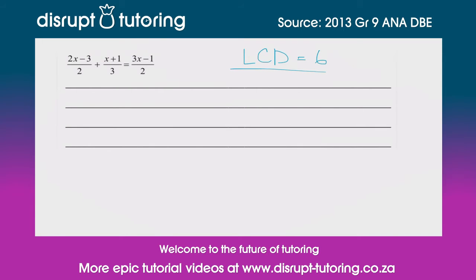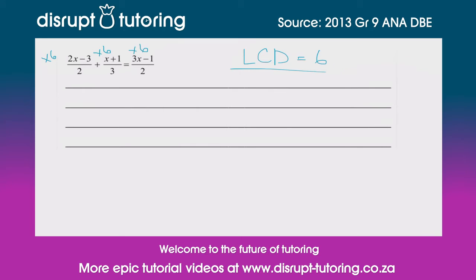What does that mean? That means we're going to times every single term by 6. So we're going to say times 6, times 6, times 6. Why does that make sense? Well, if we do the same thing to every term on either side of the equation, it means that we're not changing anything about the equation. That's really important. That's the most important rule of equations: the left-hand side always needs to equal the right-hand side.